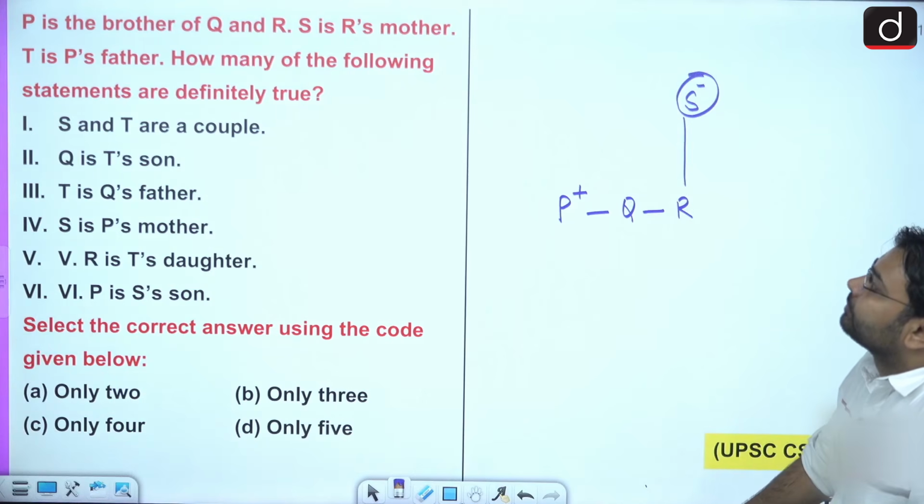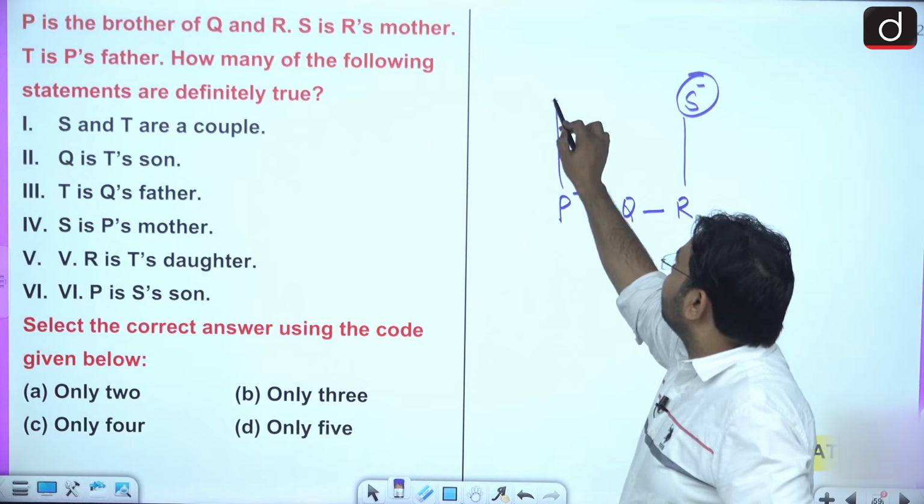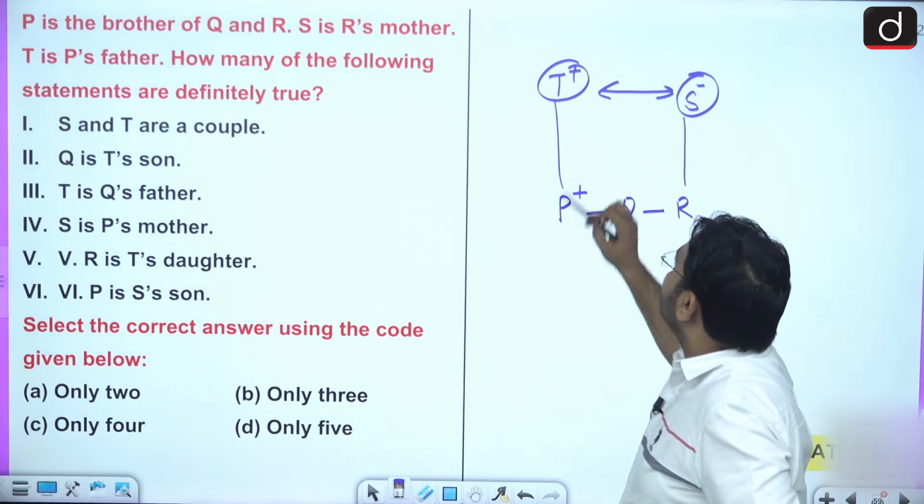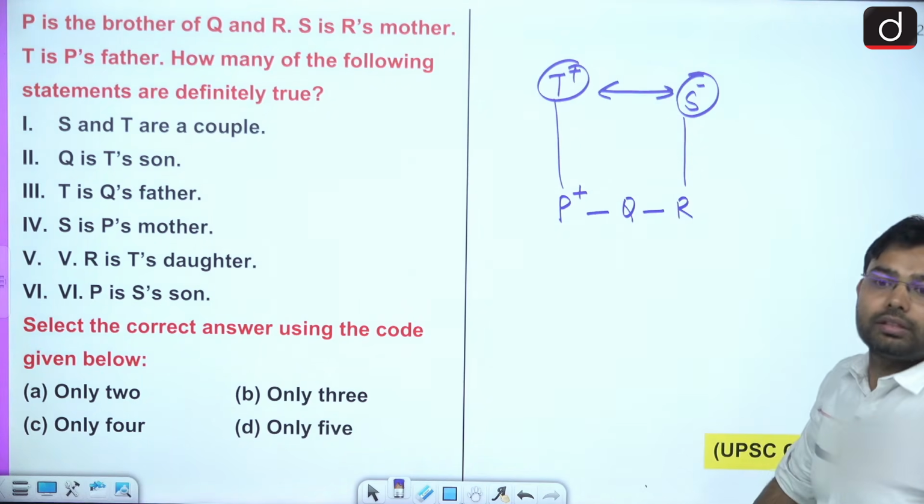Done. Now, T is P's father. P's father is T. So, husband and wife, T and S. Done.